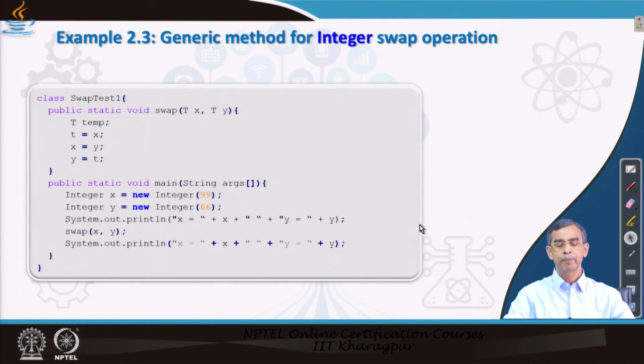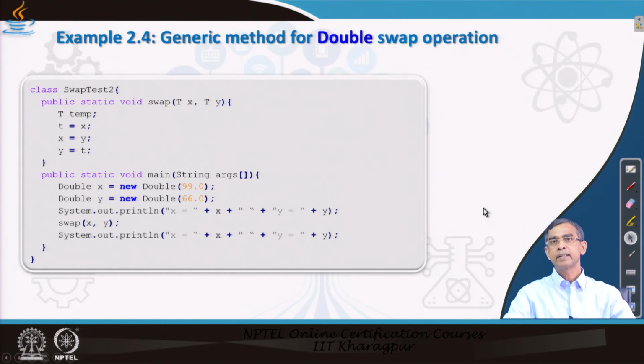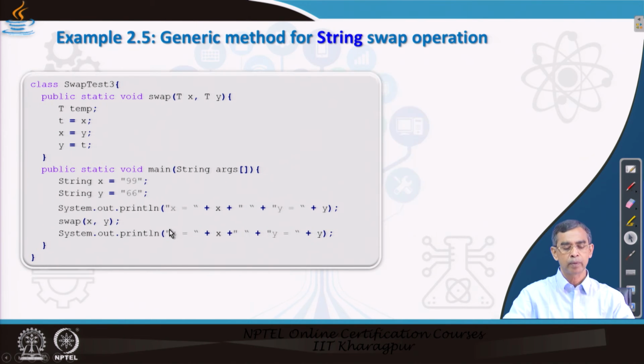For example, here this is the next version of the same program, the method is the same, but we call it for double. So, a double value, which in our regular sense can be converted to a Double object, and then the swap method can be called. Similarly, a String is always an object. So, this is the String object, pass it, and then this method will be called for the string values.